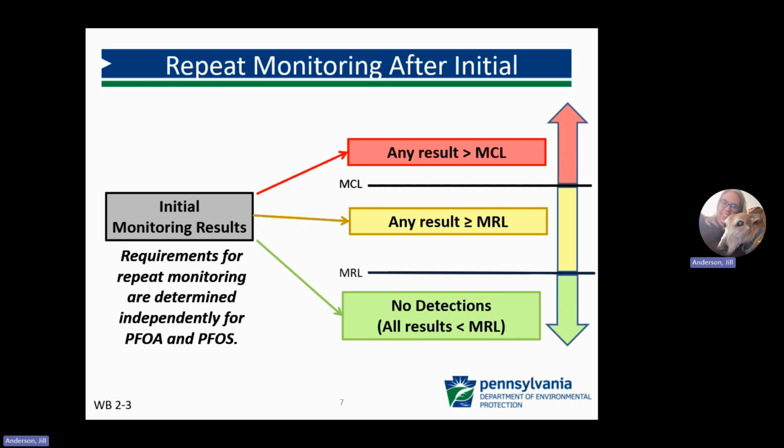The lower green path is used if the concentrations for all 4 quarters of initial monitoring are below the minimum reporting level or not detected. The middle yellow path is used if any of the concentrations are greater than or equal to the MRL, but in all 4 quarters they are less than or equal to the corresponding MCL. And the upper red path is used if any one of the 4 quarters has a concentration greater than the corresponding MCL. Let's look at each path in more detail.